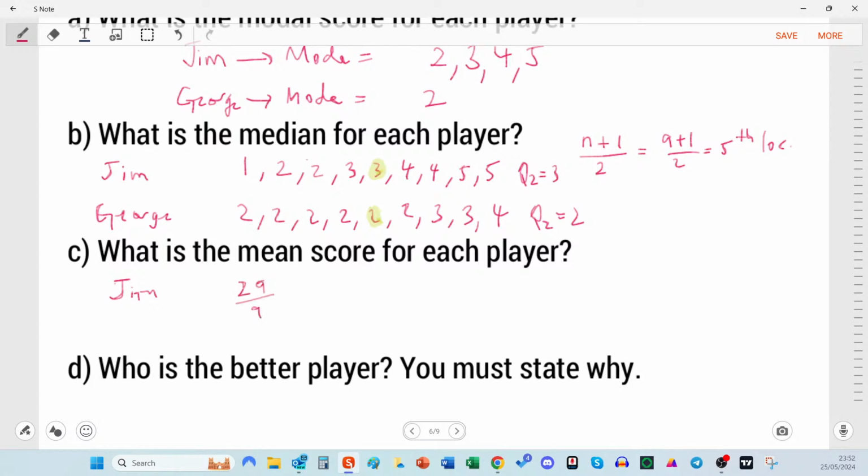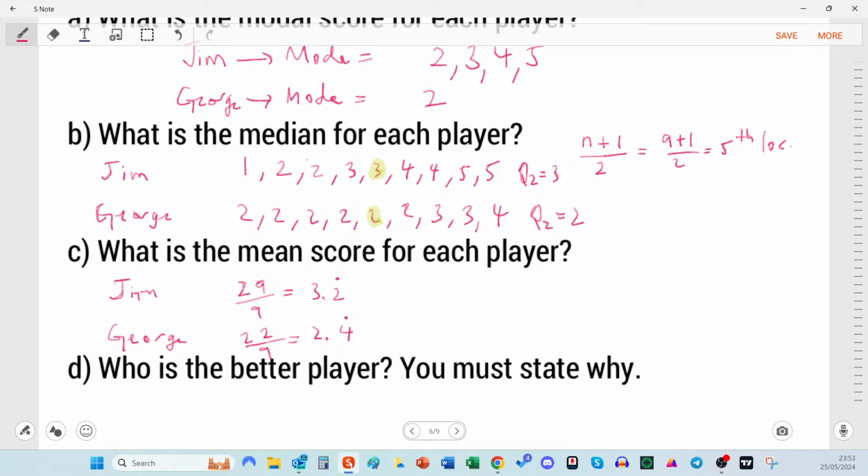29 over 9. That's 3.2 recurring. For George, that's 2 plus 2 plus 2 plus 2 plus 2 plus 2 plus 3 plus 3 plus 4. And that's 22 over 9. And it's both over 9, that's easy enough. And we get 2.4 recurring.